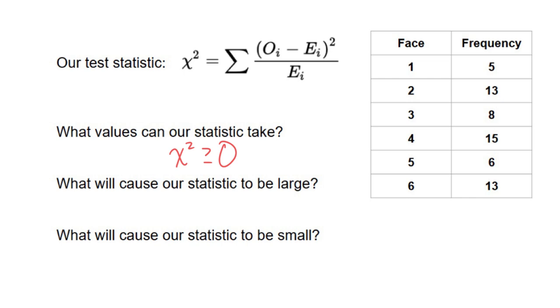This number, chi-square, will get very large when these numbers are very different, right? If we have a big difference here and square it, our chi-square numbers will get big. So if our observed is far away from what we expected, and likewise, what will cause our statistic to be very small are very tiny little differences between these two. So if our observed is close to what we expected to see.